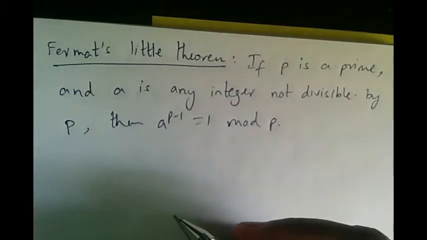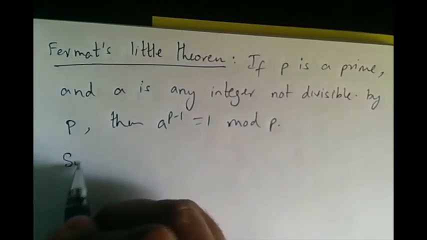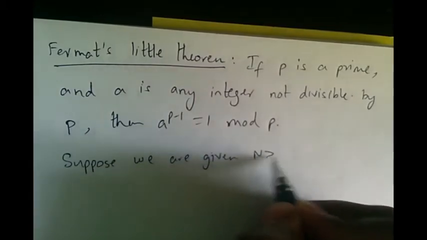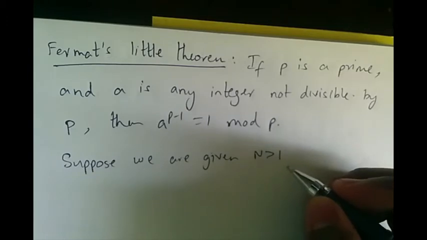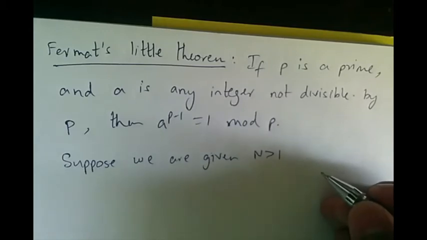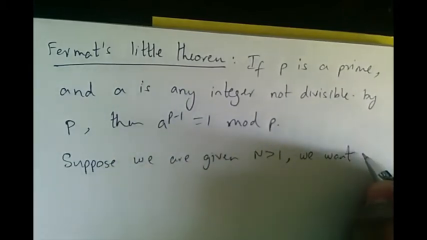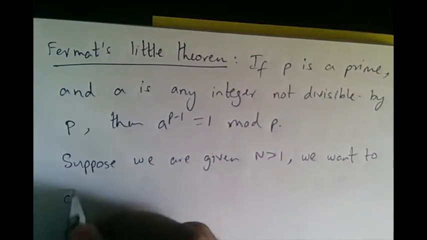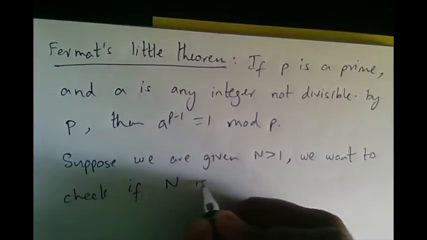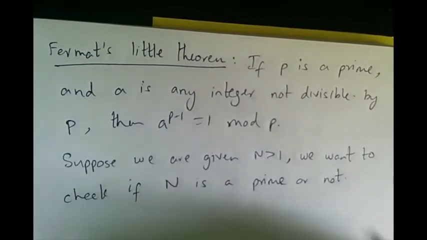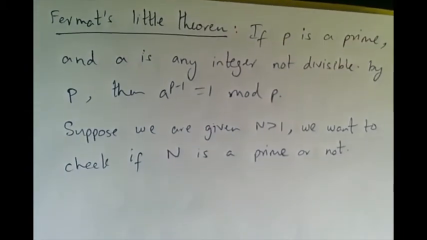So how can I use such a theorem? Suppose we are given n, and we want to check, and n is a large integer, n greater than 1, and it's going to be odd because even integers other than 2 are all not prime. We want to check if n is a prime or not. Okay. So how about this strategy?